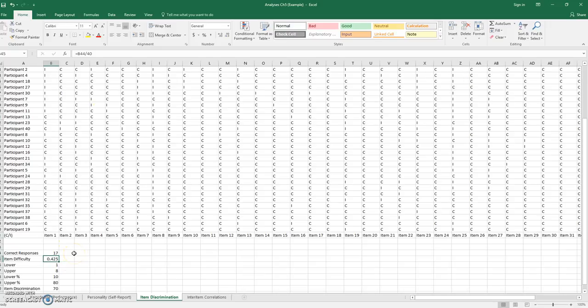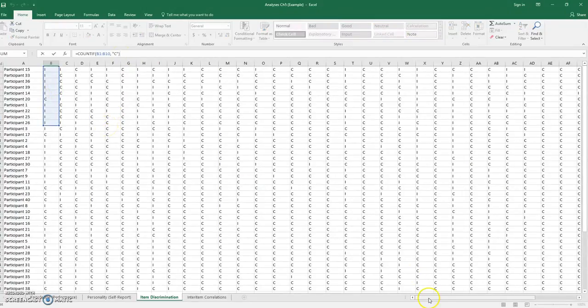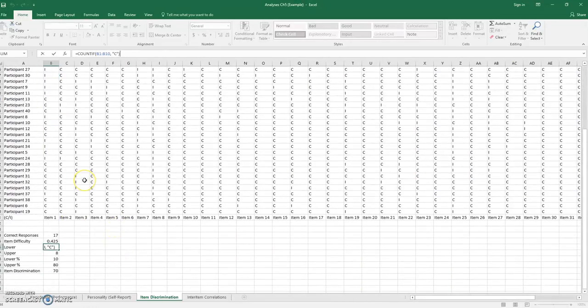Next is item difficulty. 17 people got it correct, but there were 40 students, so the percentage of people that got it correct was just 42.5%. Then you look at the lower bound. Remember earlier we sorted from the people that did worst to the people that did best. So we're looking now at the lowest 25%, the participants that got the lowest scores. Of those, only 1 out of the 10 got it correct. Whereas the participants that did much better on the test, the upper top 25%, got 8 of it.